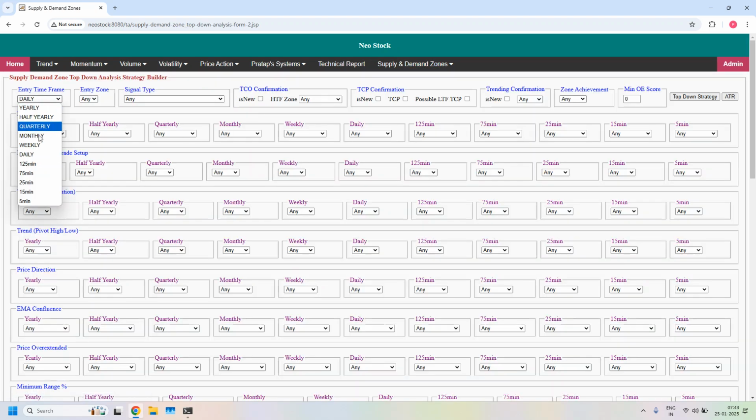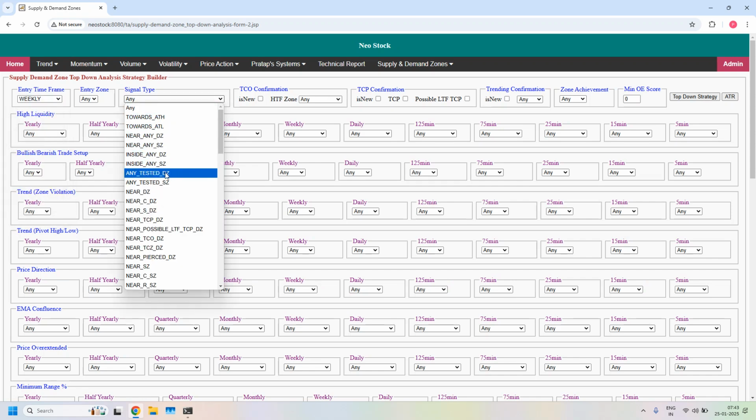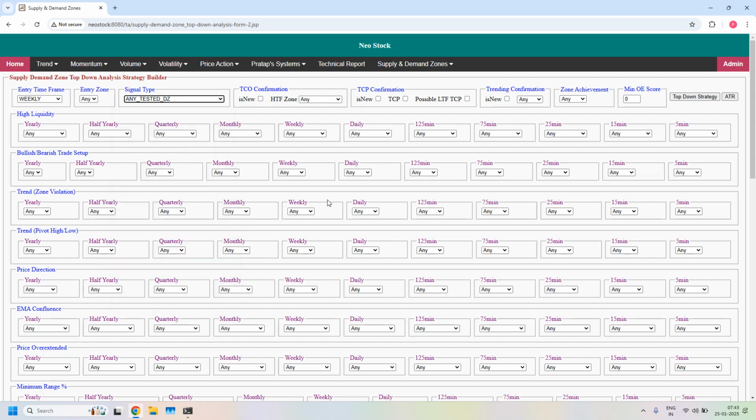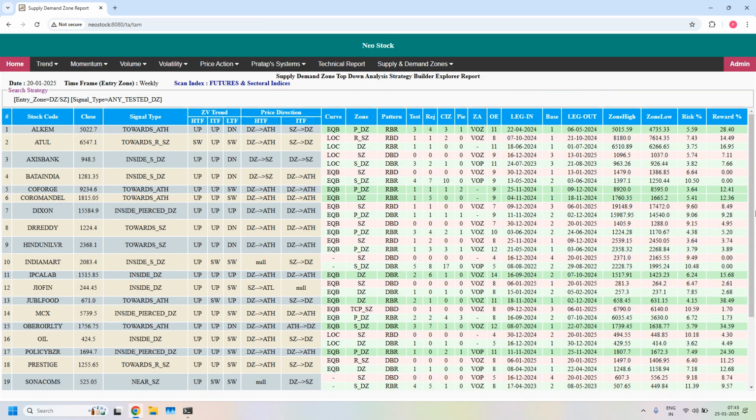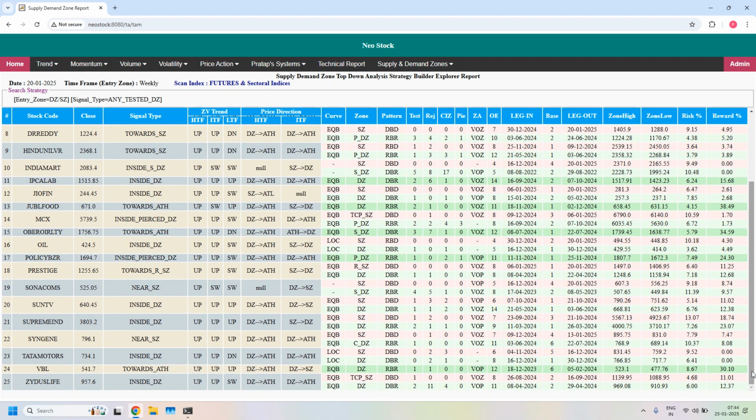Next, weekly time frame, let us identify the tested demand zones during this week. The stocks having tested demand zones. So total 25 weekly demand zones are tested during this week. So first 19 in the list, scrolling the list down, 25. So these 25 stocks have weekly demand zones that are tested.